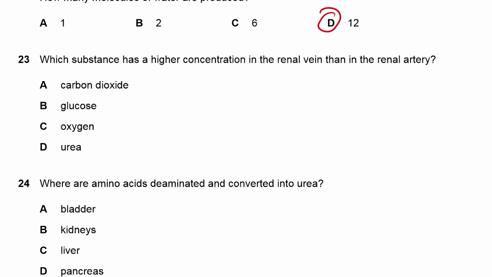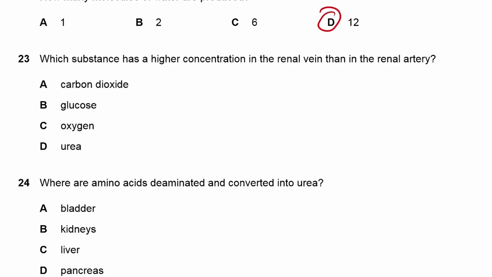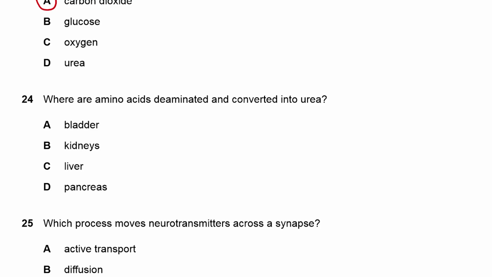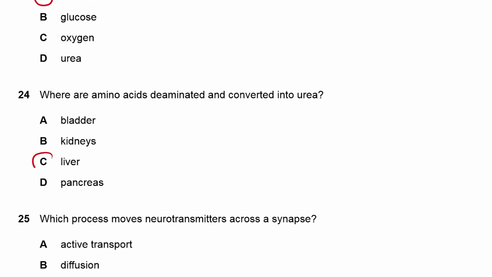Number 23 says, which substance has higher concentration in renal vein than in renal artery? Carbon dioxide, glucose, oxygen, urea. Alright, so in the renal vein we will have a high concentration of carbon dioxide, because this is the blood that is being carried back to the heart and then to the lungs for gas exchange. Where are amino acids deaminated and converted into urea? So this part is usually the liver. Alright, so the liver is where deamination takes place.